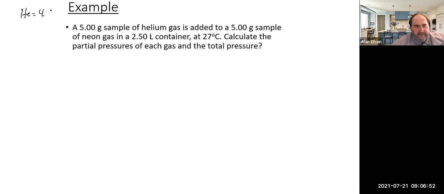Helium is 4.003 grams per mole, and neon is 20.18 grams per mole. All right, take a moment here and see what you come up with.